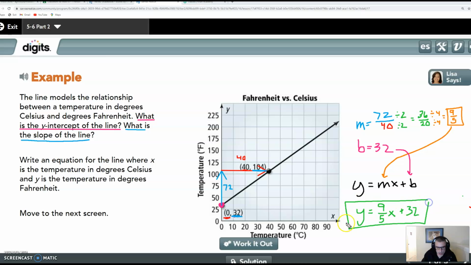And what this equation will do is take the temperature in degrees Celsius. So x is measuring degrees Celsius. So if you know the degrees Celsius, you can plug it into this equation and then solve it, and it will tell you the corresponding degrees Fahrenheit.